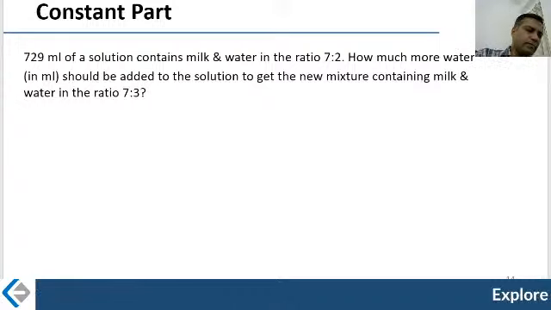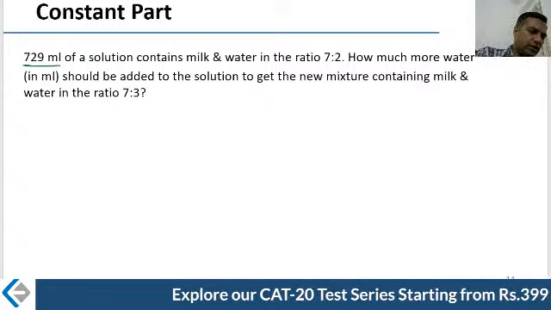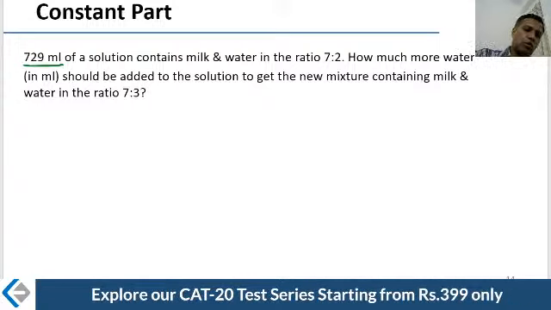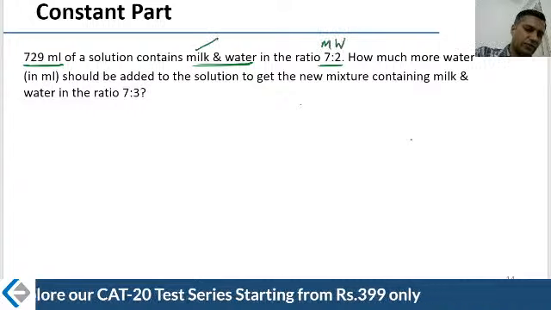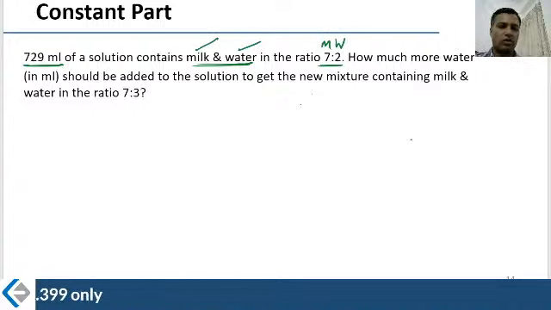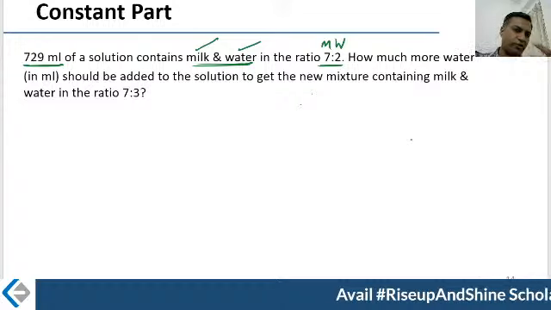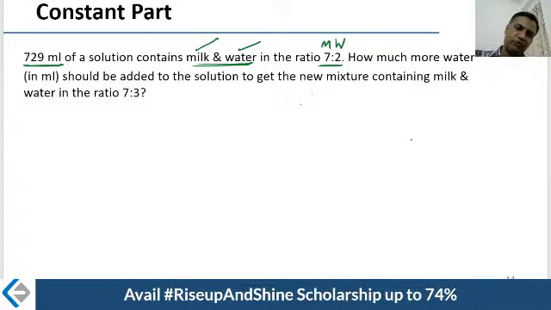So there is a milk-water solution, 729 ml of milk and water. It's a solution already, not pure milk, and the ratio is given. I said that the ratio is always in the order milk, water. Therefore the first is milk and the second one is water. There is always an orderliness in ratios, which is what we spoke about in the beginning of the lecture. So, 7 is to 2. How much more water should be added?